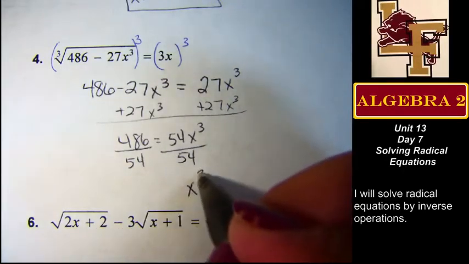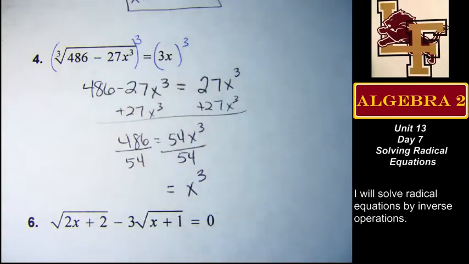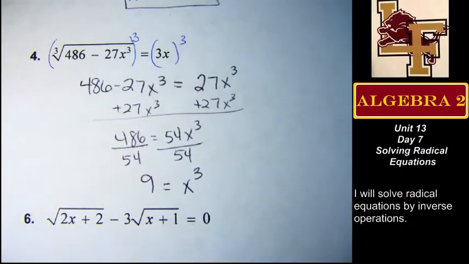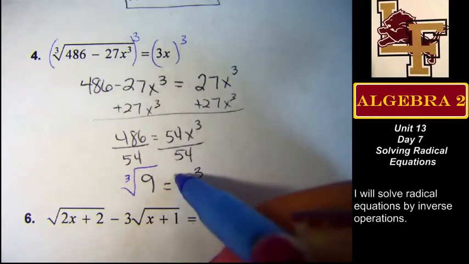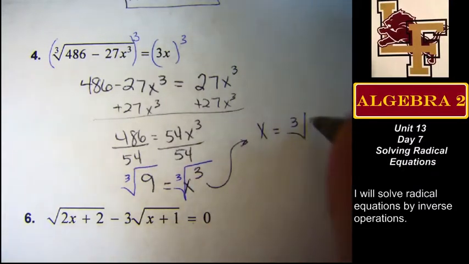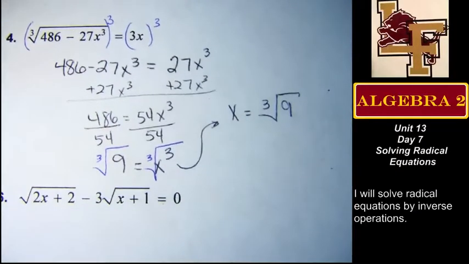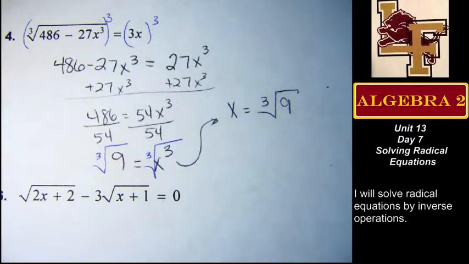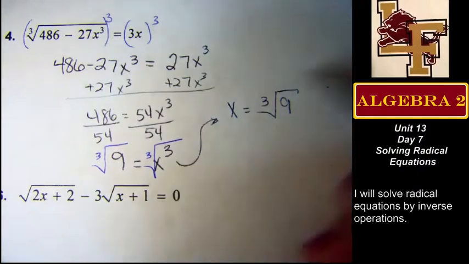Okay, I'm going to need help because I have no idea what 486 divided by 54 is. It's 21. I'm just kidding. It's 9. How do you undo a cube power? Cube root. So x equals the cube root of 9. Can we simplify that any further? No, I can't. I don't have a whole number, so it stays just like that.